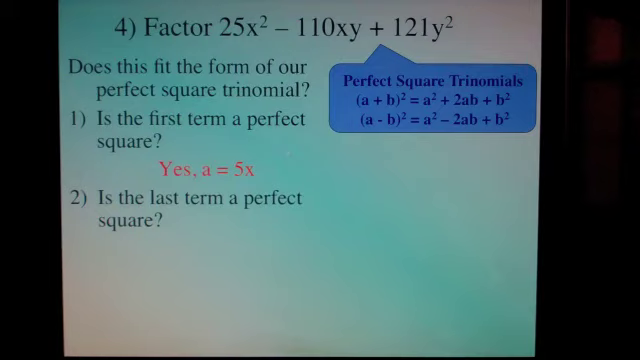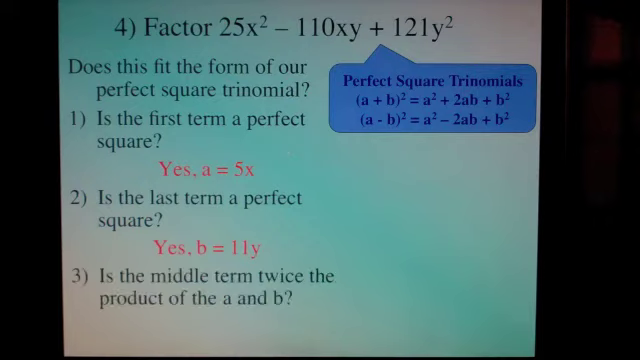Now we have to look at the last term, 121y squared, and you can pause this while you think it through. And I'm sure you came up with 121y squared being the perfect square of 11y. In other words, 11y times 11y equals 121y squared. Now, is the middle term twice the product of the a and b? I'll give you a minute to work that, pause the video, and when you hit play, we'll go over the answer.